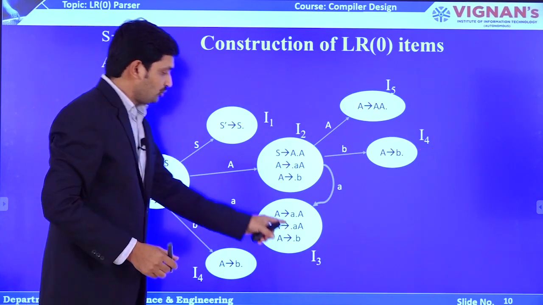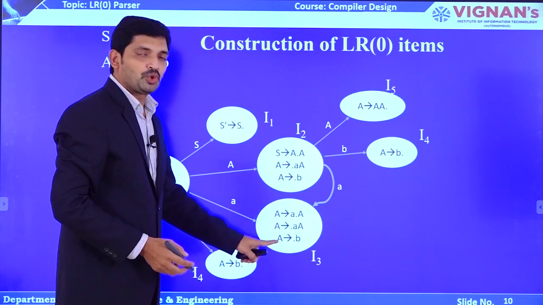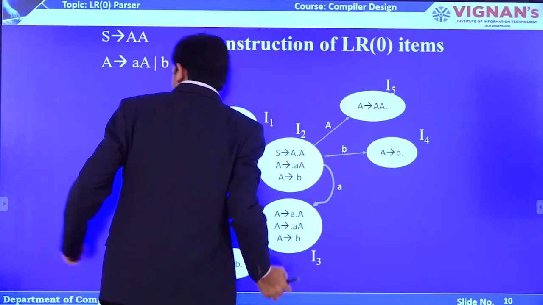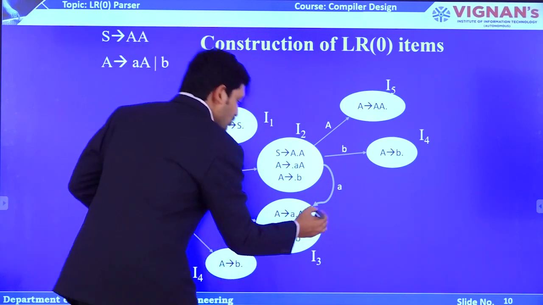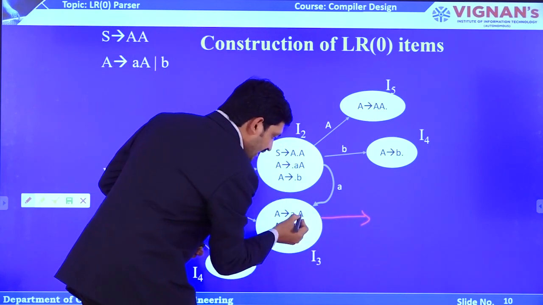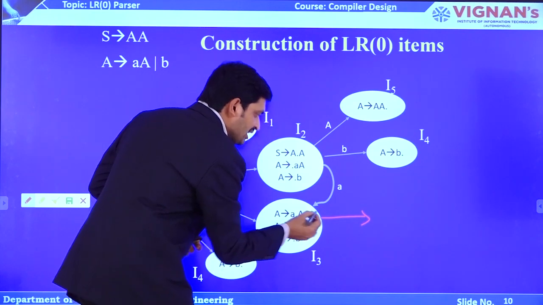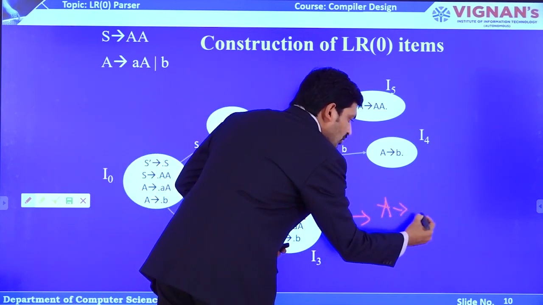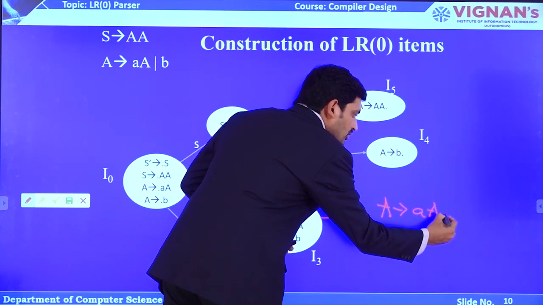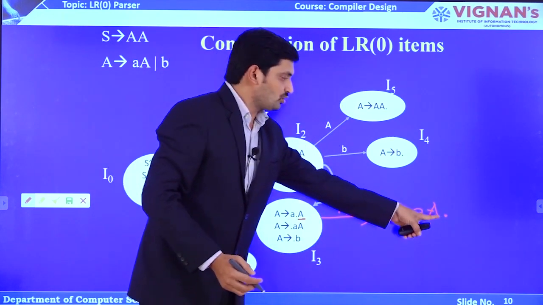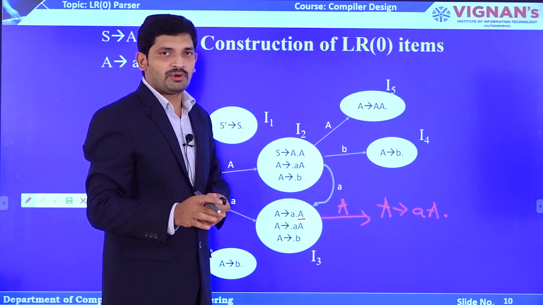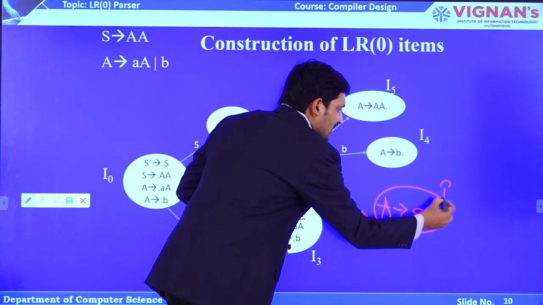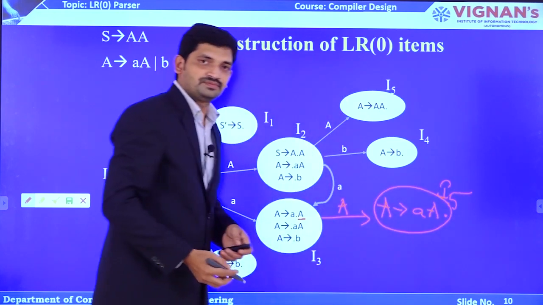Then come to this state I3. Now I want to process all the productions of this particular I3. So on A, I have to write A tends to a A dot, because after that capital A is there. If the dot has reached the extreme right, we have to stop our processing there, and this is one more new state. Let us say it is I5.